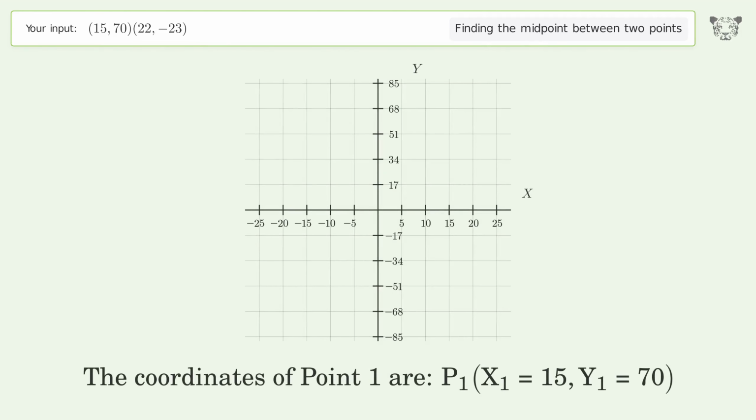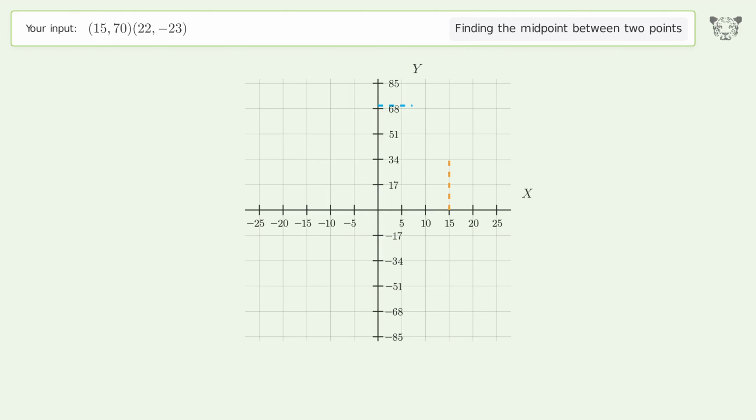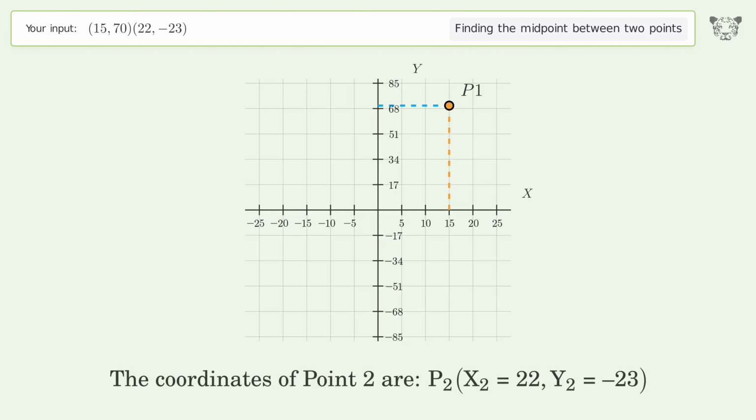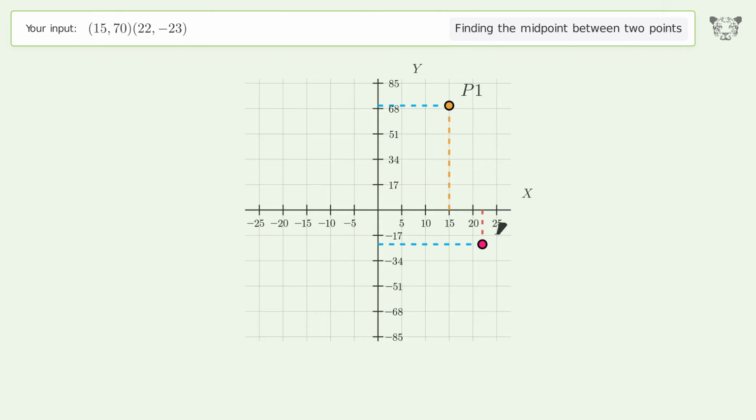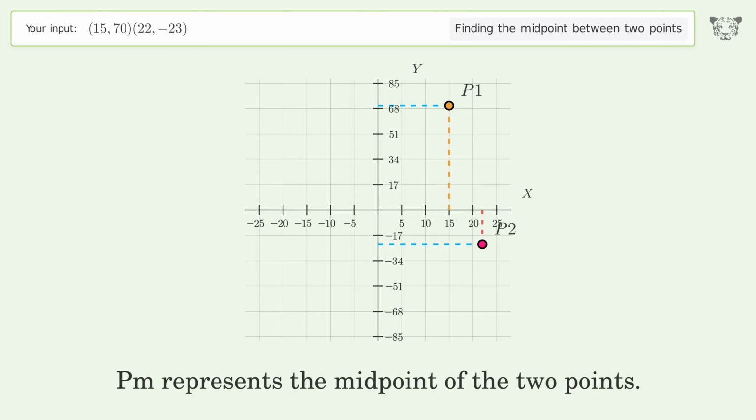The coordinates of point 1 are x1 equals 15, y1 equals 70. The coordinates of point 2 are x2 equals 22, y2 equals negative 23. PM represents the midpoint of the 2 points.